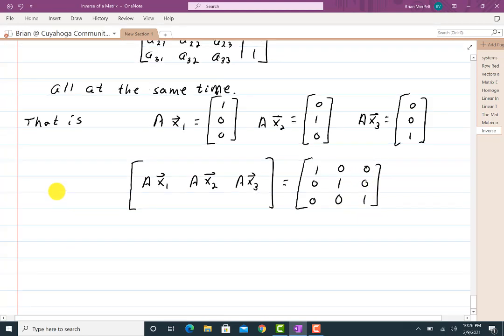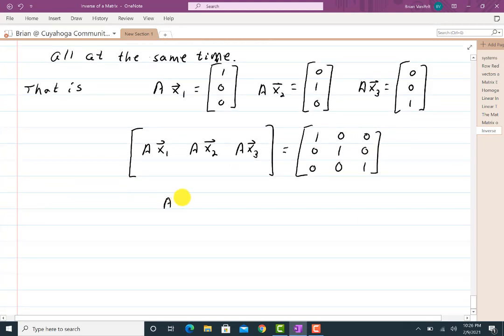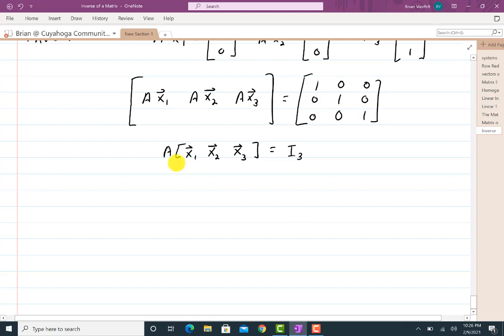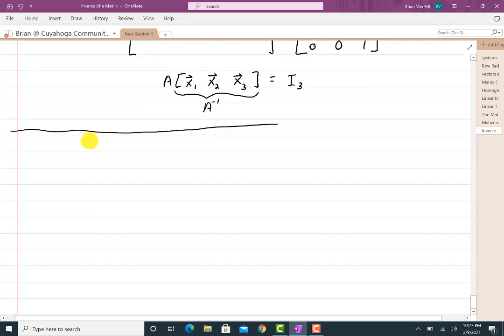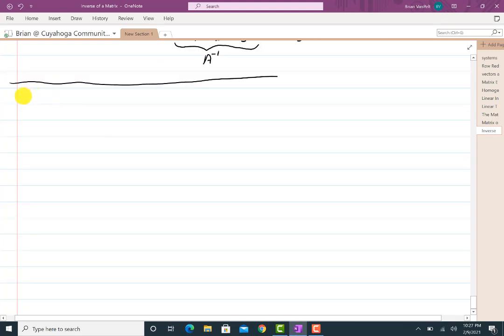But on the left, I can factor out my A. And in this way, this thing right here is your A inverse, because A times that ends up being the identity matrix. I said it, but I think I'll reiterate it.